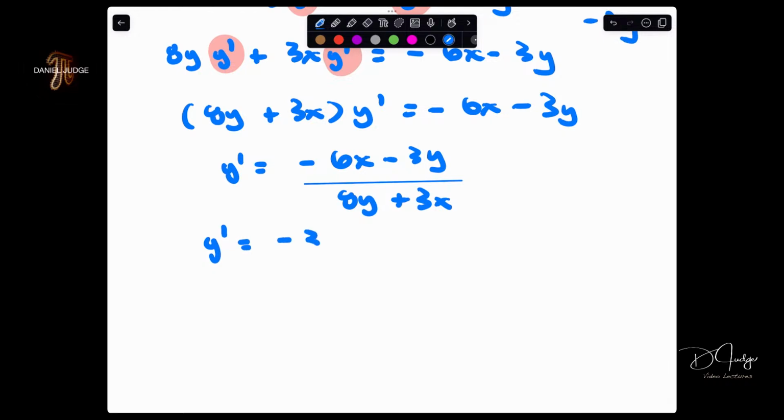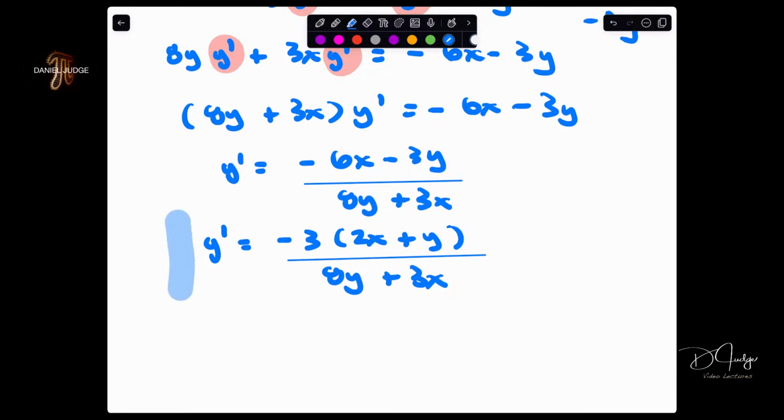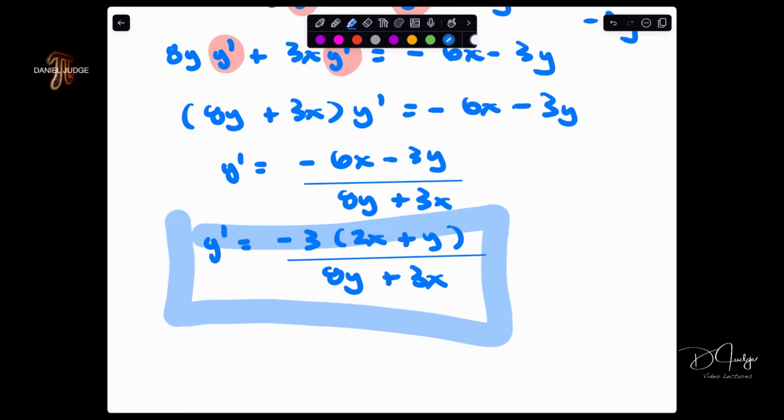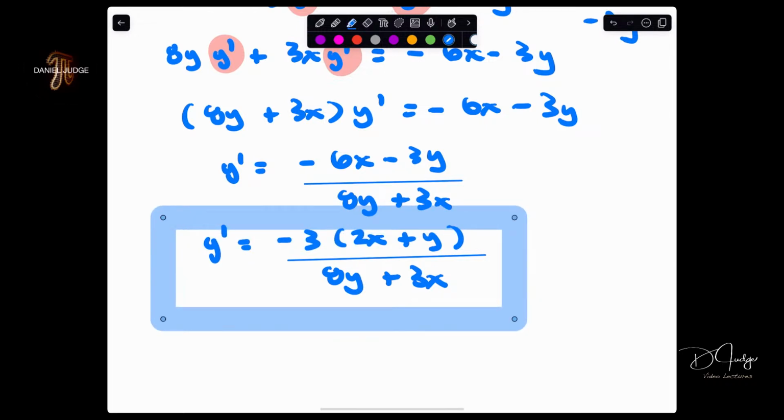I'm also going to go a step further. I'm going to factor out a negative 3 from the numerator, and that's going to leave me with 2x plus y over 8y plus 3x. So let's double check this derivative here. Factor out that negative 6x minus 3y. There we go. There we are, ladies and gentlemen. So here's a derivative now.